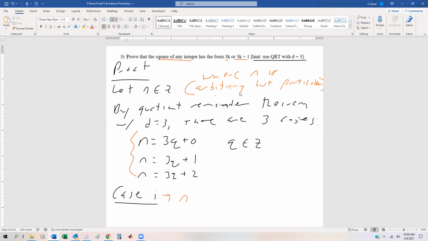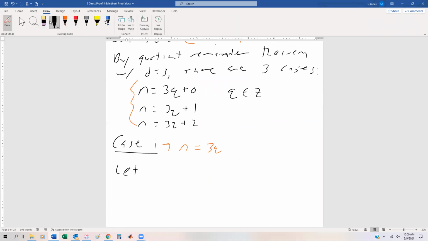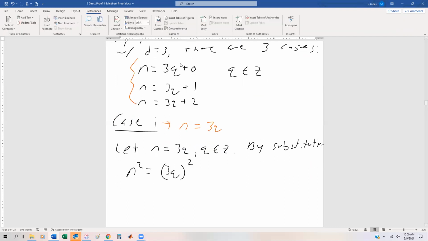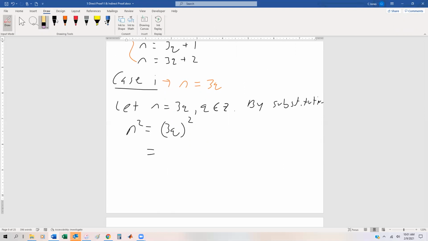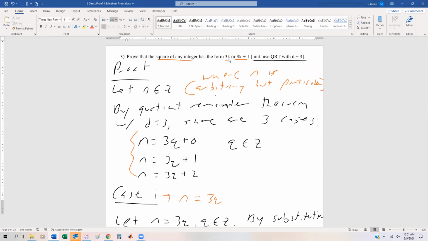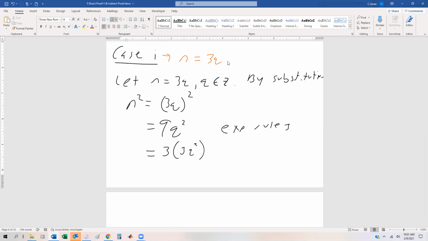Case 1 is n equals 3q. This is probably the easiest case. So let n equal 3q, where q is an integer. By substitution, remember we're squaring the integer, n squared is equal to (3q) squared. Then we're just going to do a little bit of algebra here. That's equal to 9q squared, just by exponent rules. We need to show that it fits the form of either 3k or 3k plus 1. It's pretty easy to see that it's going to be 3k because we can factor off a 3. So this is by factoring. And then finally, this is going to be equal to 3k, where k is an integer, by closure.